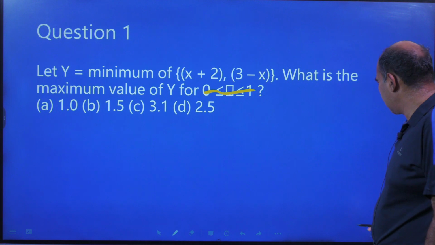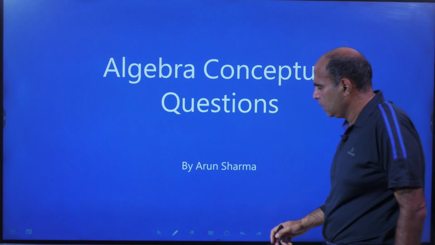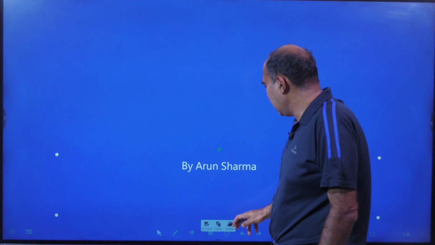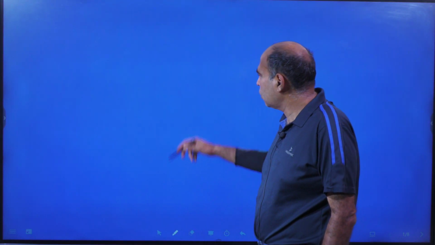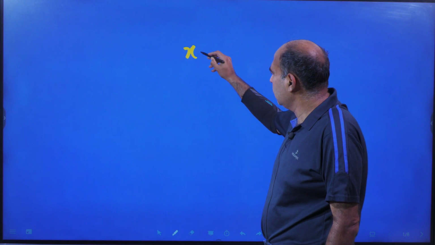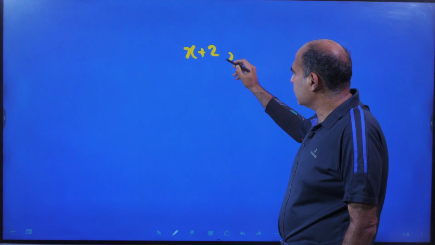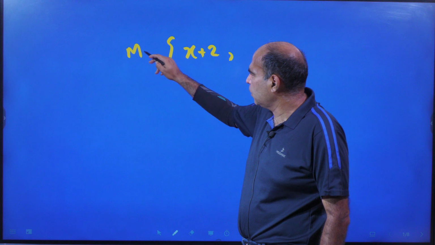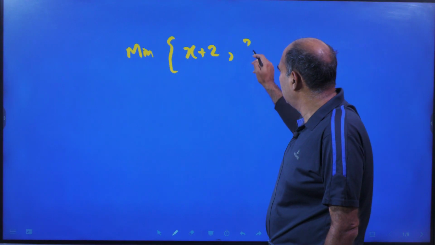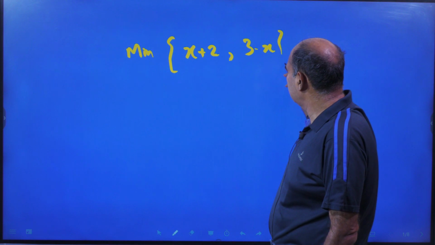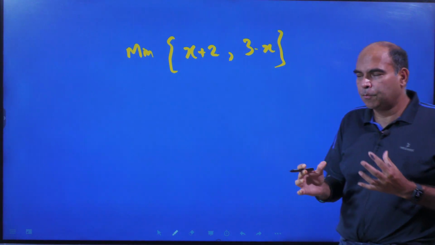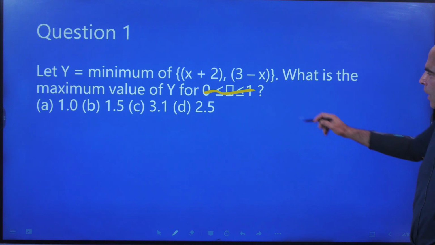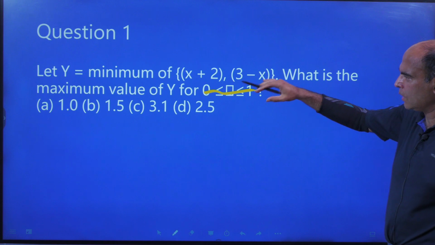Y is the minimum of x plus 2 comma 3 minus x. So if I look at this question, what this is telling me essentially is that y is a two-part function. It checks for the minimum between x plus 2 and 3 minus x. So whichever is the minimum between these two, y will take that value.